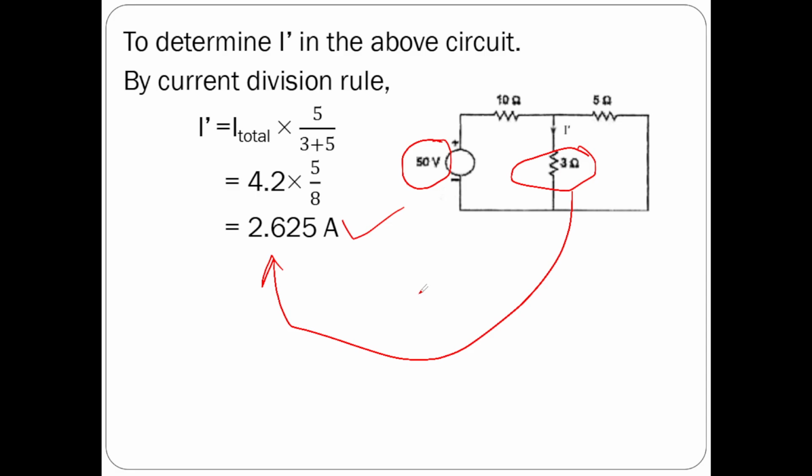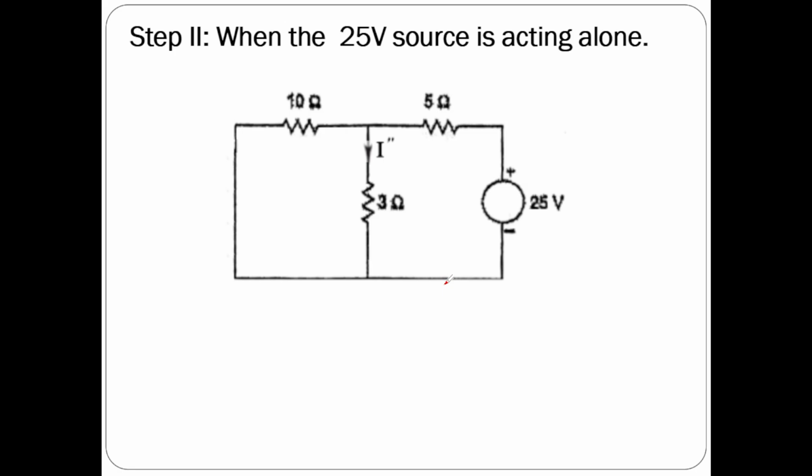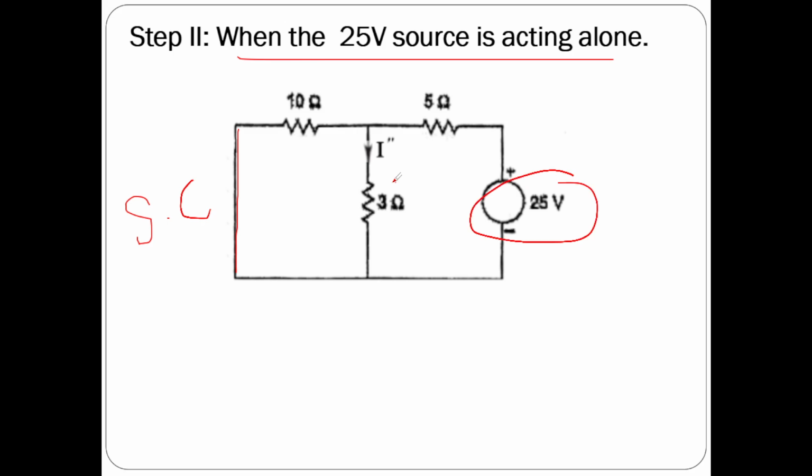Now let us consider only the 25 volt voltage source acting alone. That means the 50 volt voltage source has been replaced by a short circuit. When only the 25 volt voltage source is there in this given circuit, let us assume the current in the 3 ohm resistor is I double dash.